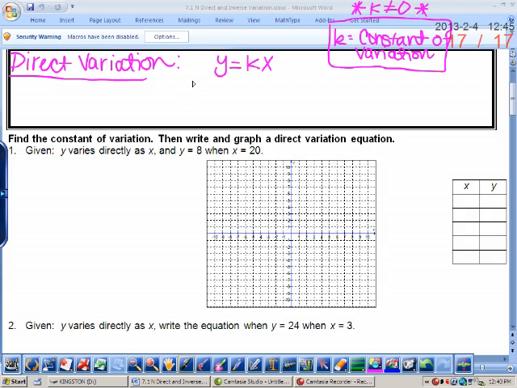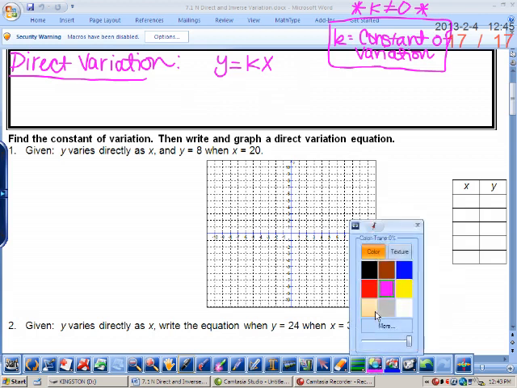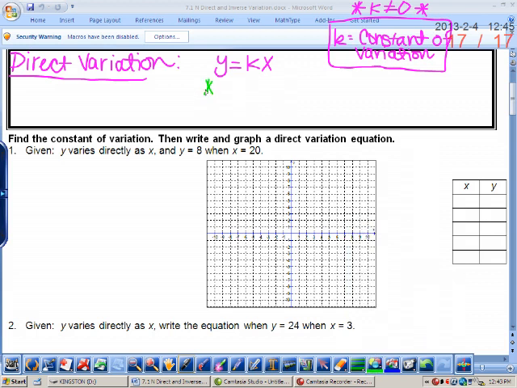So in direct variation, we have y equals kx. What type of graph would this end up being? Yeah, so direct variation is always a linear function. What do you know about the y-intercept of this graph? It's 0. There's no plus b at the end, so your y-intercept of a direct variation will always be the origin. Direct variation will always go through the origin.